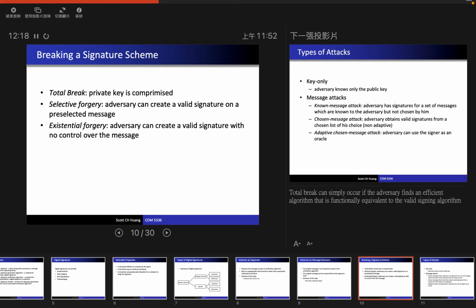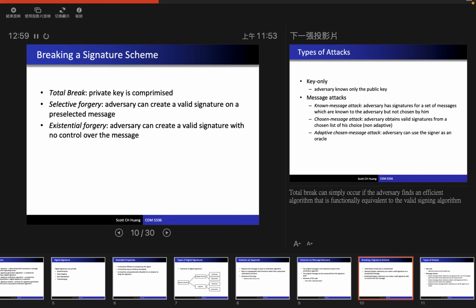If you can create a valid signature on a pre-selected message, so on certain messages you can forge, that is called selective forgery. Existential forgery means you have no control over it. Even so, if the adversary can generate some valid signature, that already poses a big threat to the security.